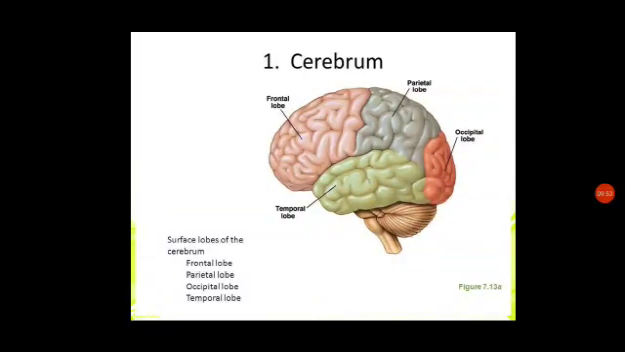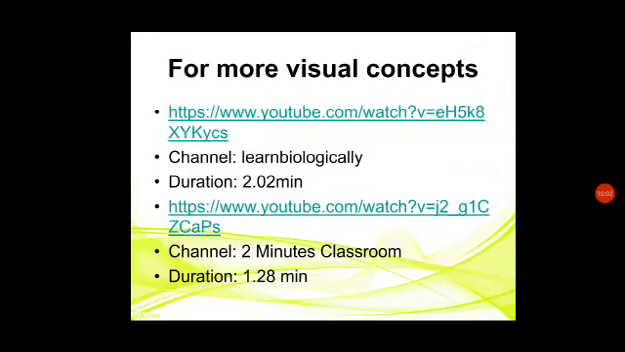The cerebrum also has more parts: the frontal lobe, parietal lobe, occipital lobe and temporal lobe. Four lobes are there. Students, today we have discussed only the forebrain. In the next lectures, we will discuss the midbrain and the hindbrain.